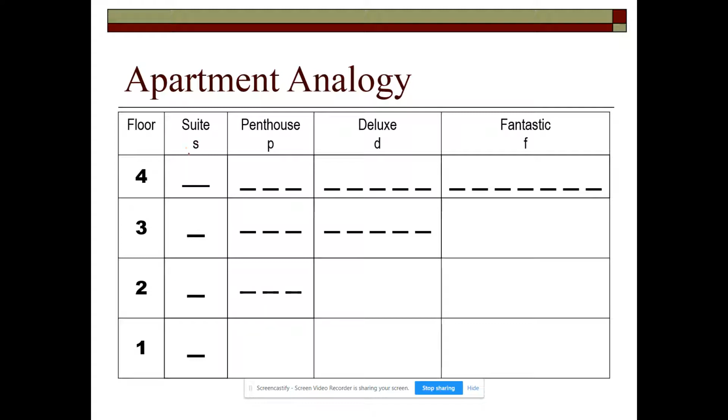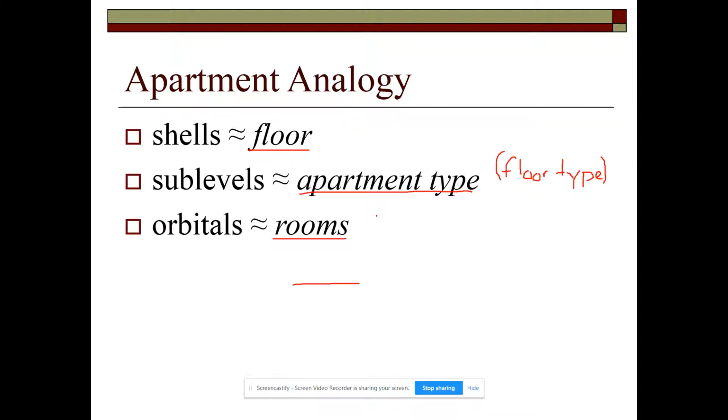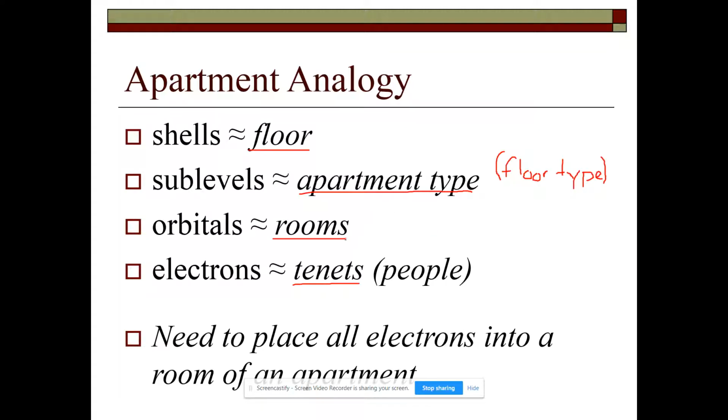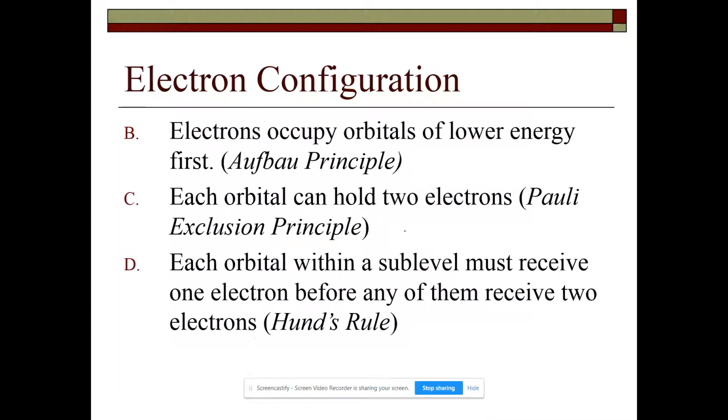So I like to think of the S as the suite apartments, a suite floor plan, P is the penthouse floor plan, D is the deluxe floor plan, and F is the fantastic floor plan. If that helps you remember the different types, then use that.